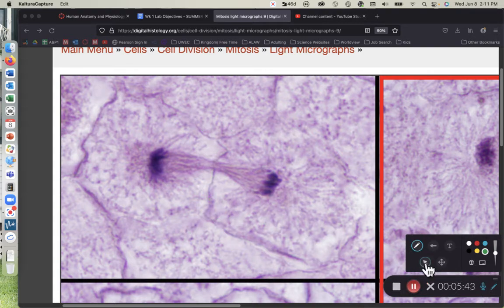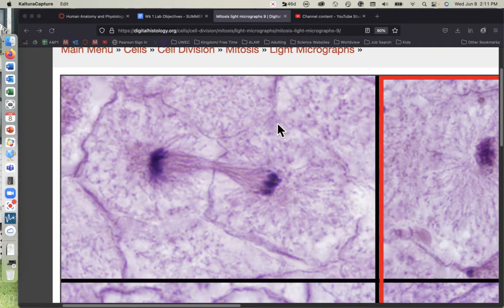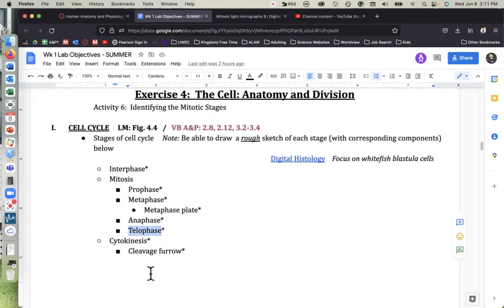I'm going to go ahead and close that up here. Come on, I want that menu to go away. Well, there, that works. So that was cytokinesis. That's the division of the cytoplasm, and that indentation was the cleavage furrow.